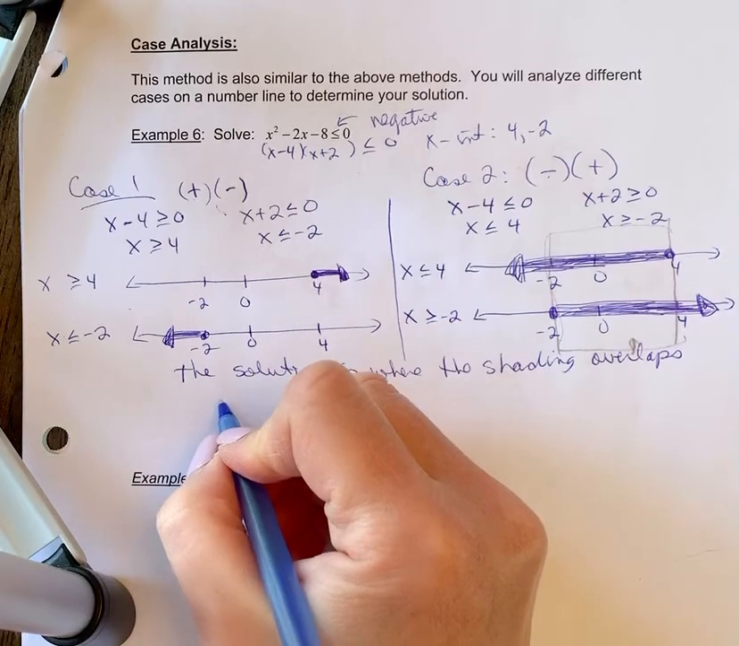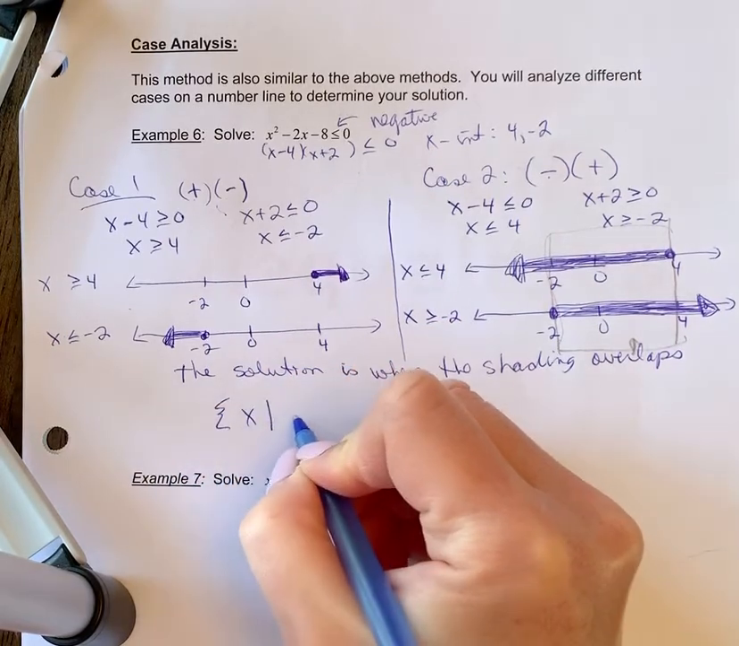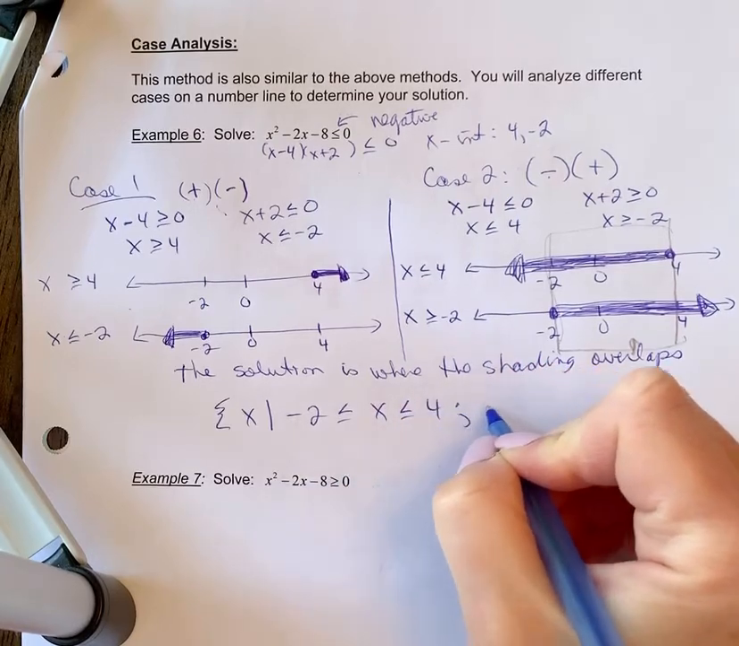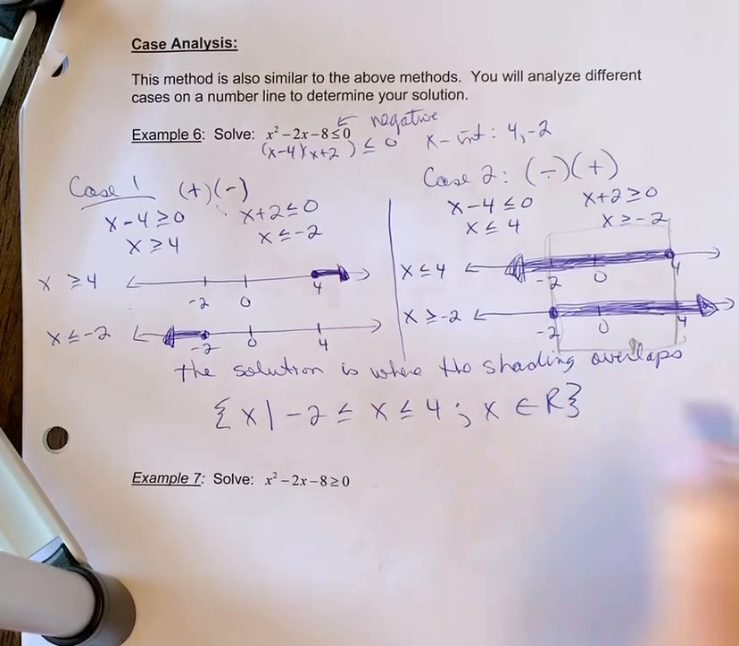So my solution is x such that -2 is less than or equal to x, which is less than or equal to 4, where x is an element of all real numbers. Again, your solution sets are either going to be the in-between part or the outside edges.